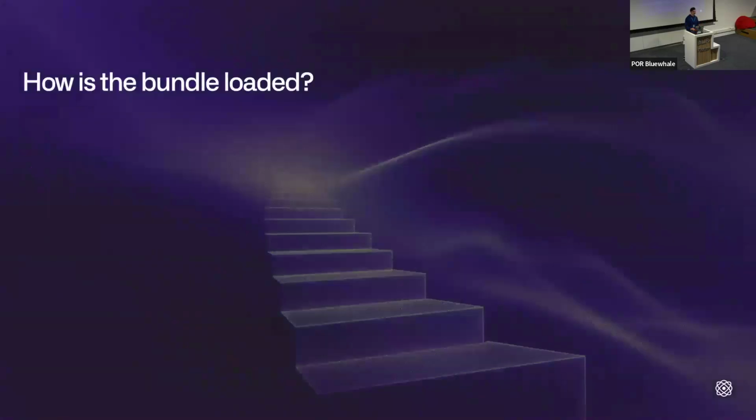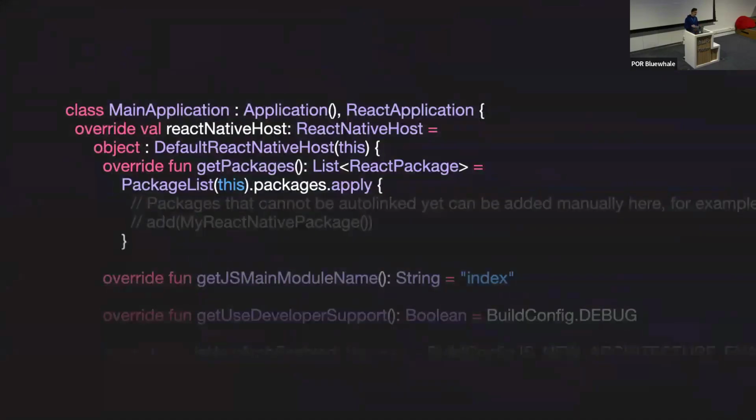So how is the bundle actually loaded, right? I told you that we download on the native side and then we load it on the JS side. So hopefully you already saw these pieces of code of Android, and later I'll show iOS as well. So this is just the main application, probably the entry point of your Android app. So you might recognize this. This is not even from the latest version.